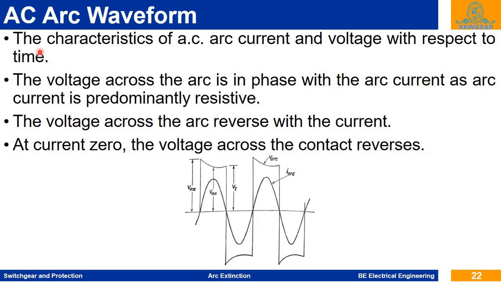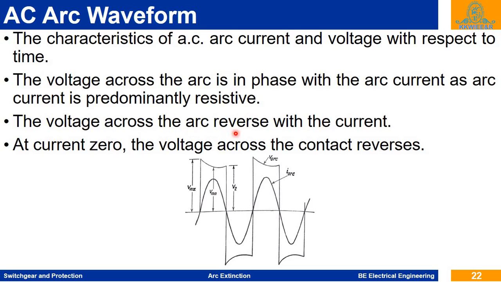Now we'll see the nature of the waveform in the alternating current arc: the characteristics of AC arc current and voltage with respect to time. The voltage across the arc is in phase with the arc current. Here this is the voltage and this sinusoidal is the arc current. In alternating current, the arc voltage and the arc current are in phase with each other because the arc is predominantly resistive in nature.